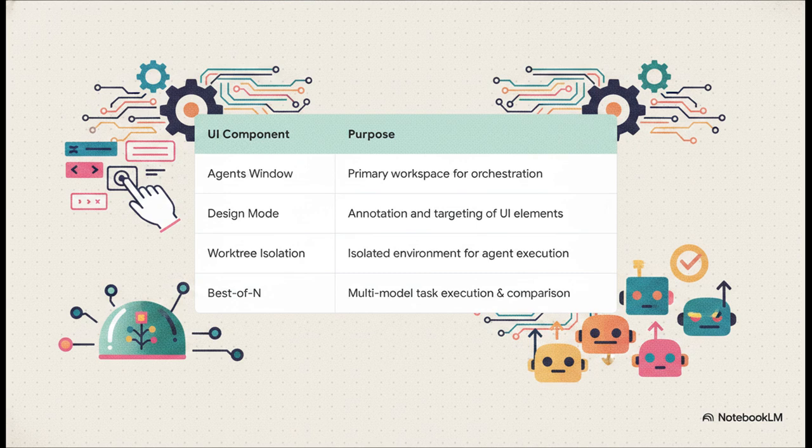So the Agents window is basically your new command center. You've got your main space for orchestration, there's a design mode for visually telling the AI what UI elements to work on, and then there's this feature called worktree isolation. Think of it like a safe sandbox. It lets your AI agents go nuts, experiment, and even make mistakes without breaking your main codebase. And then you have Best of N, which is really cool. It basically makes multiple AI models compete against each other to find the absolute best solution to whatever problem you throw at it.